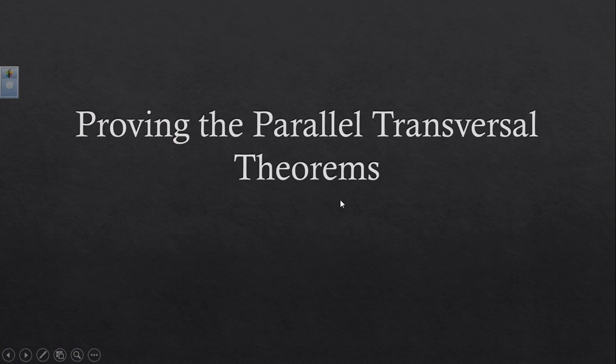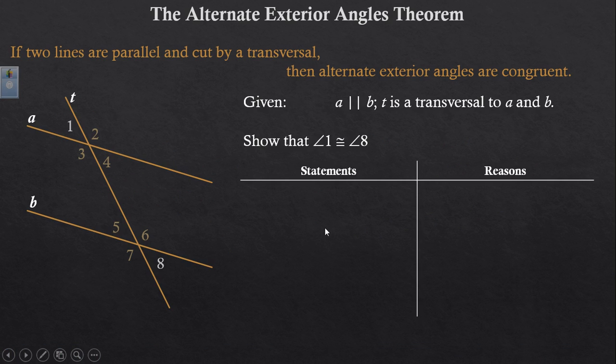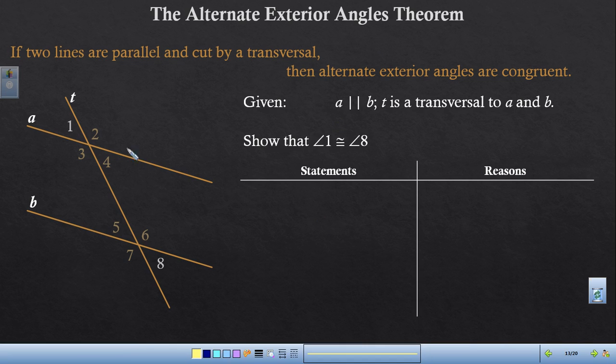Okay, now we're going to prove the parallel transversal theorems. All right, this is a proof of the alternate exterior angles theorem. Our goal is to get angle 1 congruent to angle 8 while limiting ourselves to only using the CAT theorem, the VAT theorem, and possibly the linear pair theorem. We don't usually use that though. This is only for consecutive interior angles. All right, so the key is to connect 1 to 8 using vertical and corresponding angles.